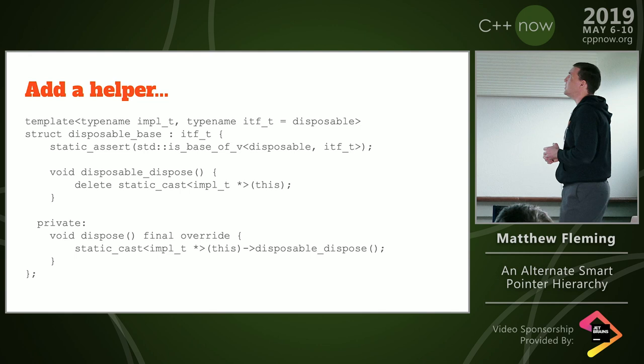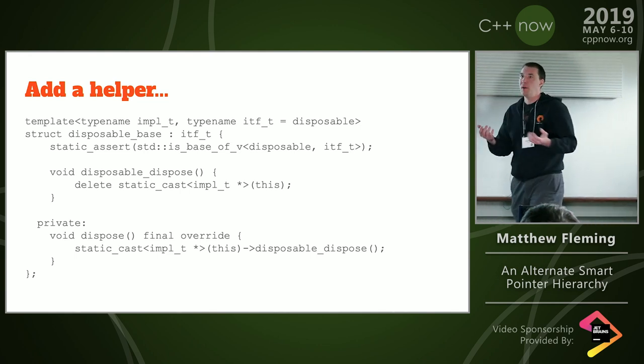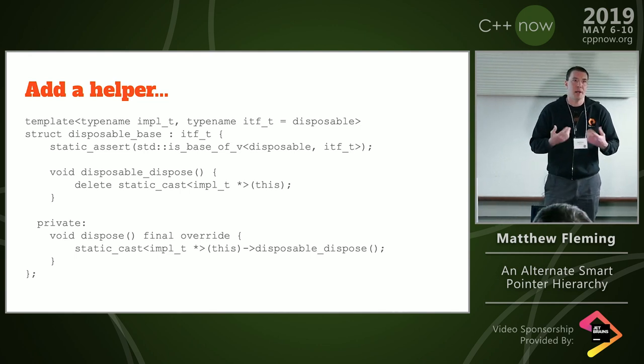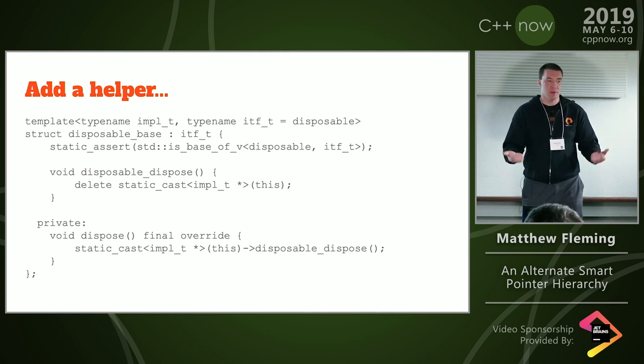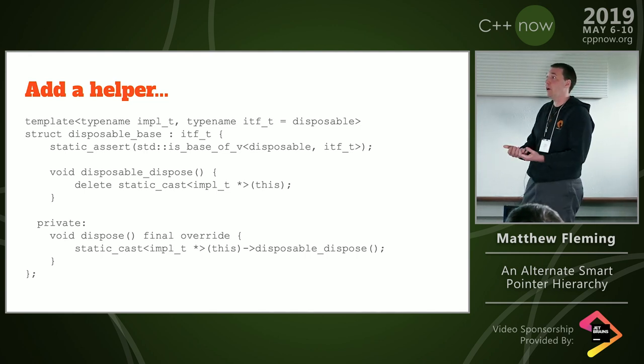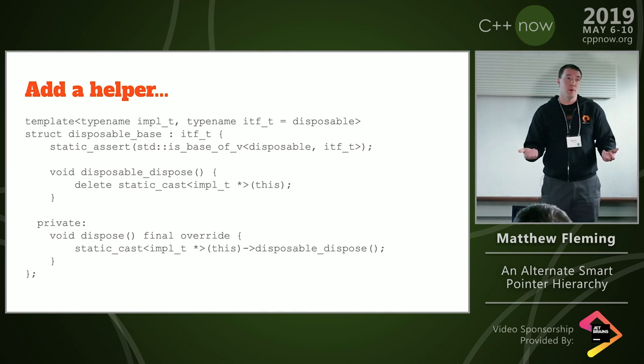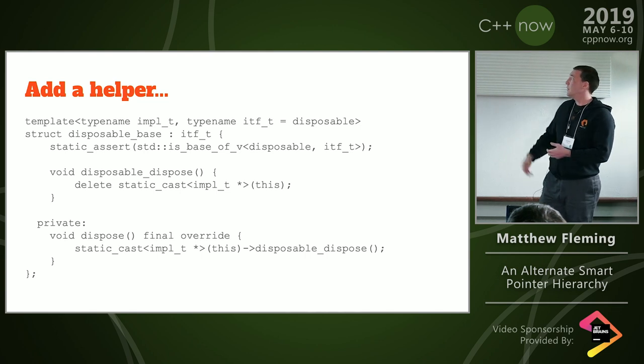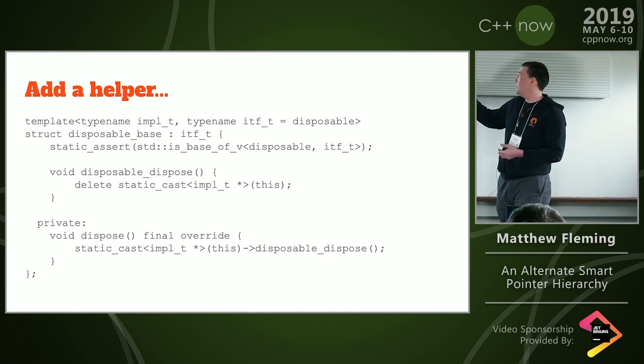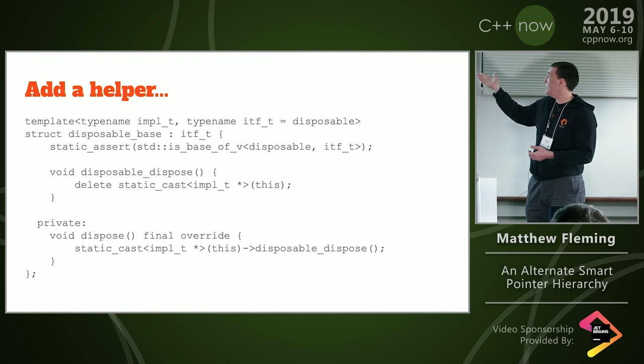So let's go and actually implement something with all of this. I've got this base concept of disposable, but I don't want to have to implement dispose all the time, doing the same thing all the time. Most of the time, when I want to dispose of a resource, I probably just want to delete it. So I can have a CRTP type helper. I tell you my implementation type and my interface type.